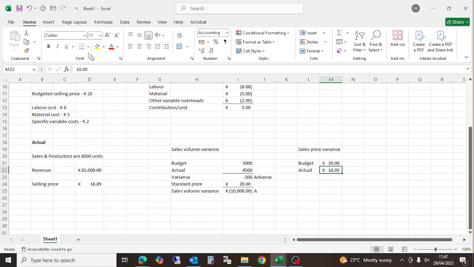And then the difference between the two will be like this. It will be adverse in that we are selling at a lower price. And then we bring the budgeted units.